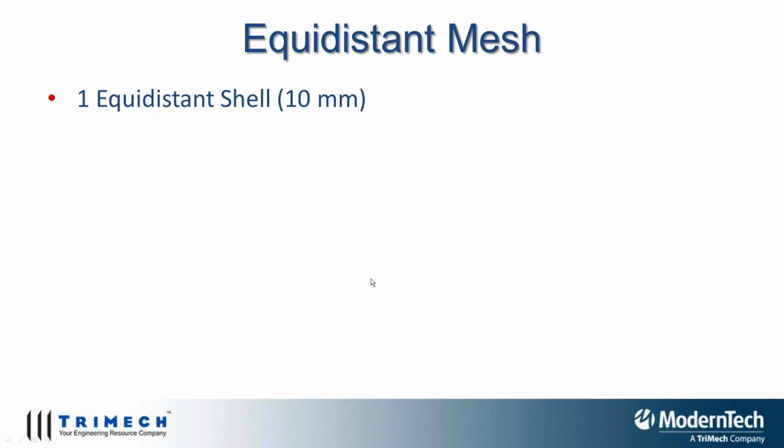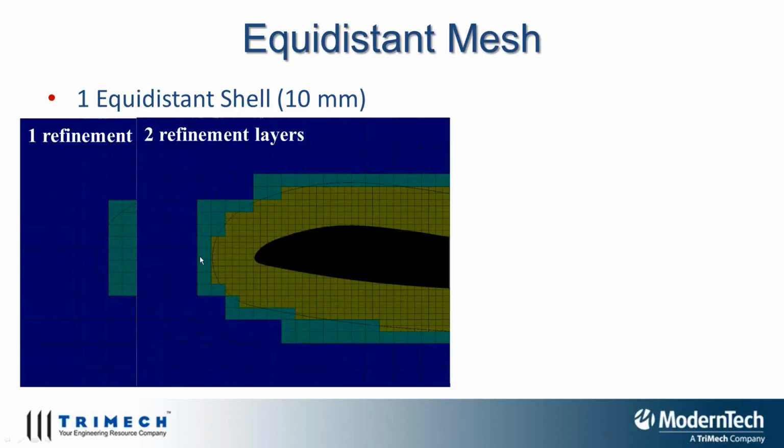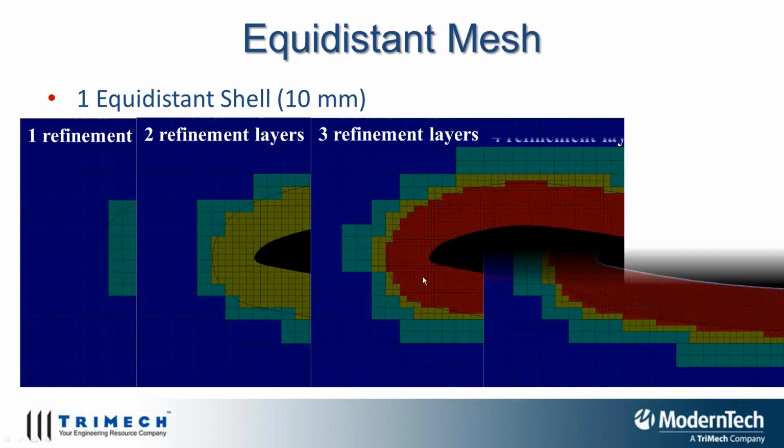So I've used the same model, and I started with 1 equidistant shell right around the geometry with 1 refinement layer. Now with the same shell, when I introduce two refinement layers, you can see that a large cell here is broken twice. Every refinement means a cell is going to be broken into 4 different cells. So you can see 2 levels of refinement around this shell. And when you look at 3, you would notice that the finer elements are packed closer to the geometry. And these colors are indicating different refinement layers.